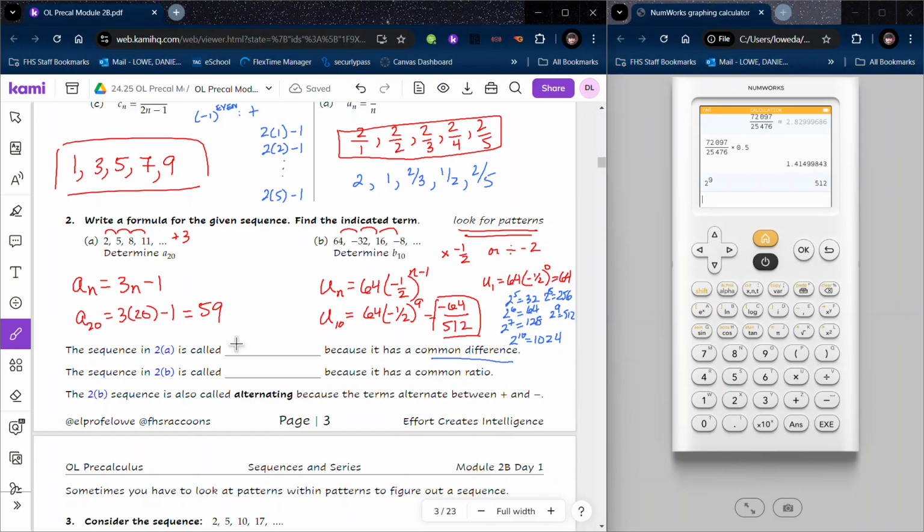Okay? This sequence in 2a has a common difference. Because it has a common difference, we call it arithmetic. Okay? This sequence in 2b has a common ratio. Because it has a common ratio, we call it geometric. Right? That information we'll look at in more detail in future lessons.